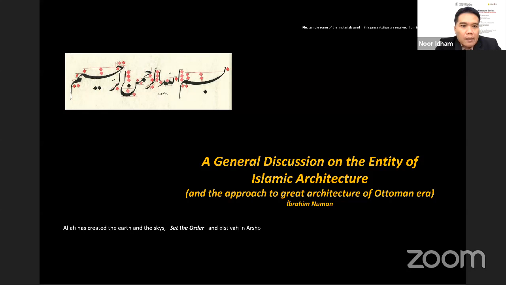Ladies and gentlemen, as we know, Islamic architecture is known as architecture from the Islamic area. Mostly it can be a mosque, but some Islamic architecture is also a house, a graveyard, and so on. But when we talk about Islamic architecture, our mind always looks to the mosque, isn't it? So in order to discuss all these things, I would like to give the time to our speaker, Professor Dr. Ibrahim Numan. So Hojam, the time is yours.